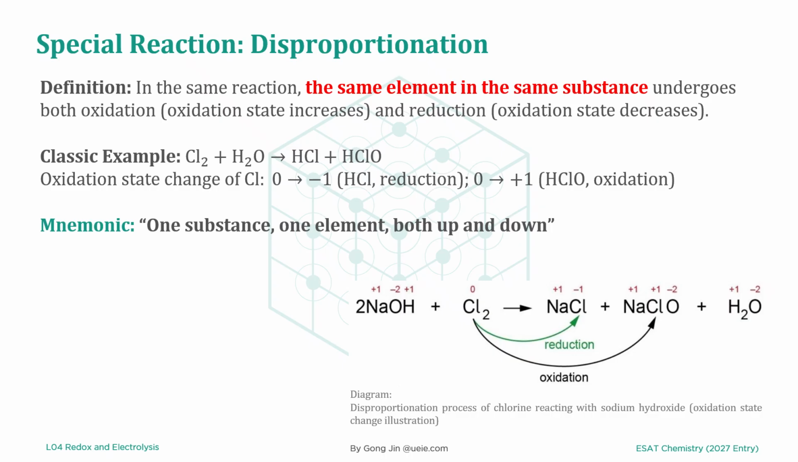Take chlorine and water. Chlorine reacts with water to make hydrochloric acid and hypochlorous acid. Chlorine in chlorine molecule is 0. In hydrogen chloride, it's -1, reduced. In hypochlorous acid, it's +1, oxidized. Same element, chlorine, same substance, chlorine molecule, both up and down, disproportionation. It's just a fancy word for one element doing both oxidation and reduction in the same reaction.